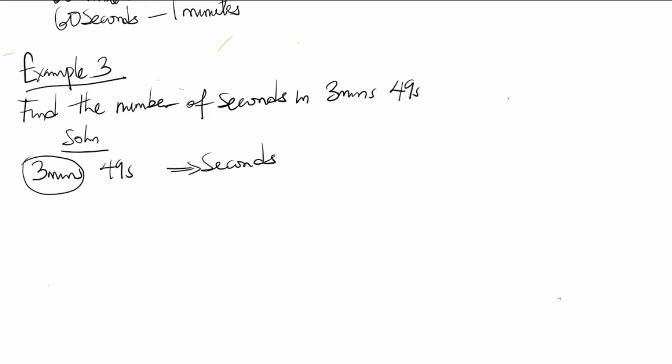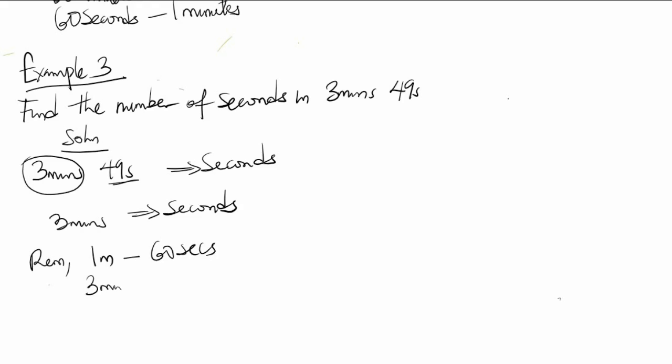Let's focus on 3 minutes because this 49 is already in seconds. So 3 minutes to seconds. Remember that 1 minute is 60 seconds. Therefore, 3 minutes will be, using our normal way of conversion, 3 times 60 divided by 1, which is 180 seconds.